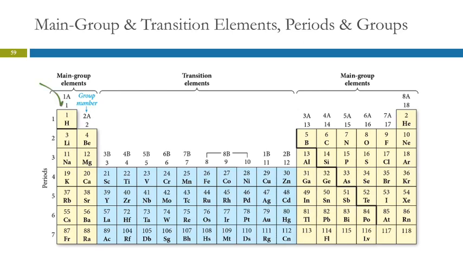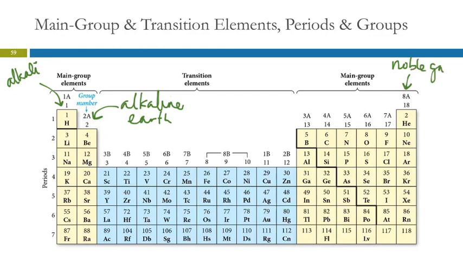So these guys here, those are the alkali metals. Group 2, alkaline earth metals. Group 8, noble gases. And these are the halogens. So you should know the names of those four groups.